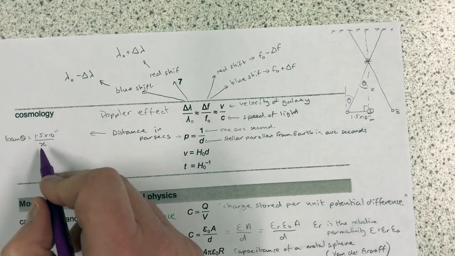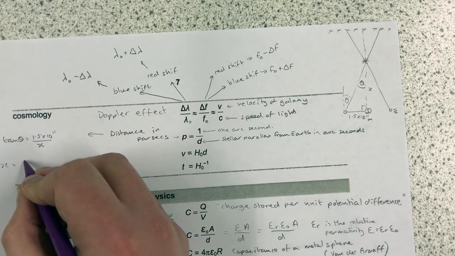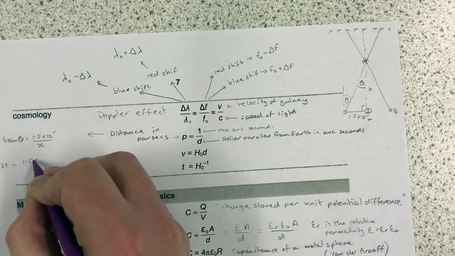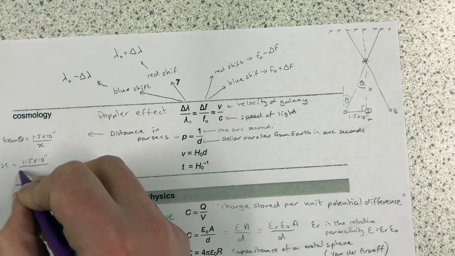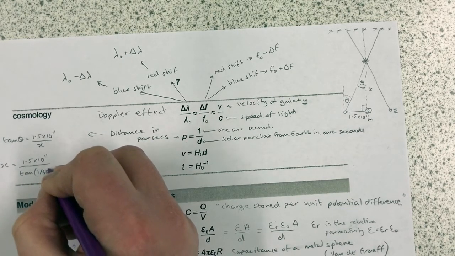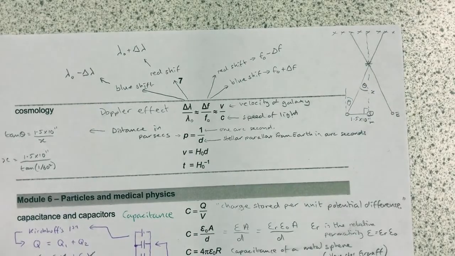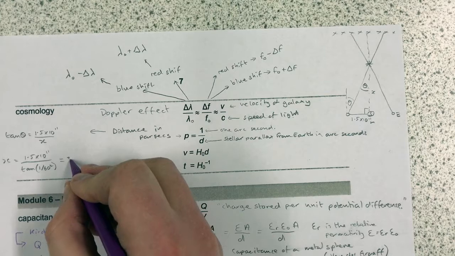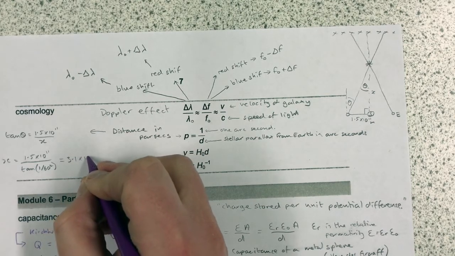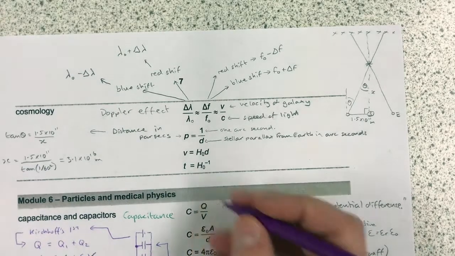So if you rearrange this to get a value x for the parsec, it would be 1.5 times 10 to the 11 divided by tan of 1 divided by 60 squared. 60 squared because it's minutes and seconds. And that should give you a distance of 3.1 times 10 to the 16 meters. The next one down is Hubble's law.